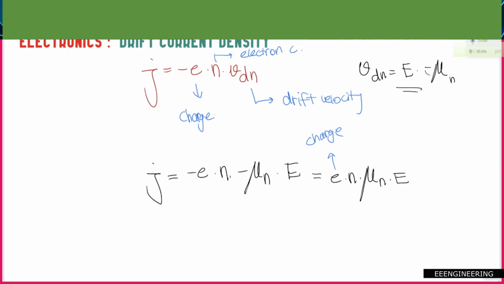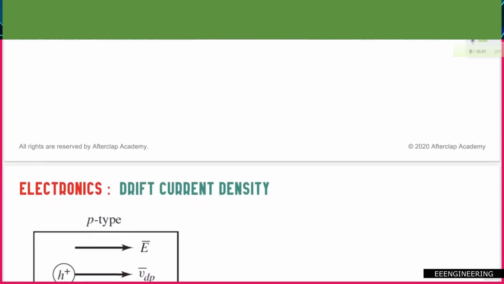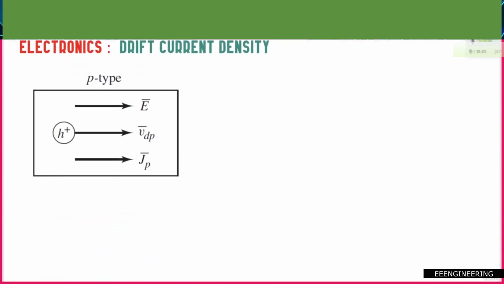So now what we're going to do is, so far we have checked out an N-type material, meaning that it has more electron concentration than hole concentration. Now what we're going to do is check out a P-type material, as it is written right in here, and see what is going to be the drift current density.